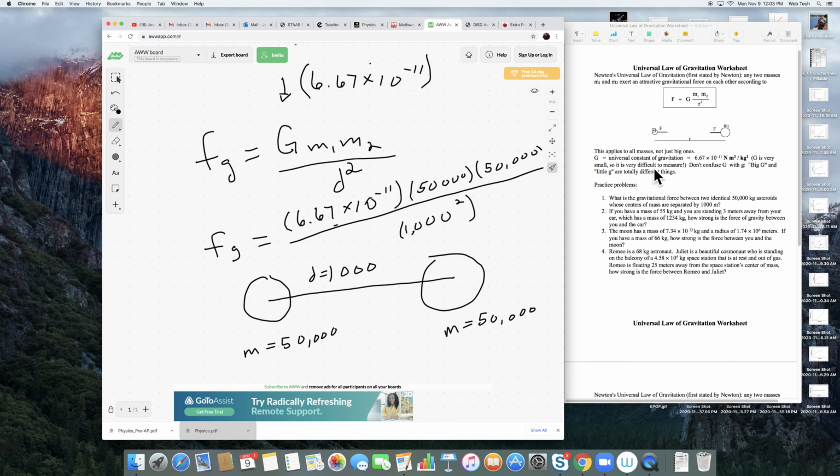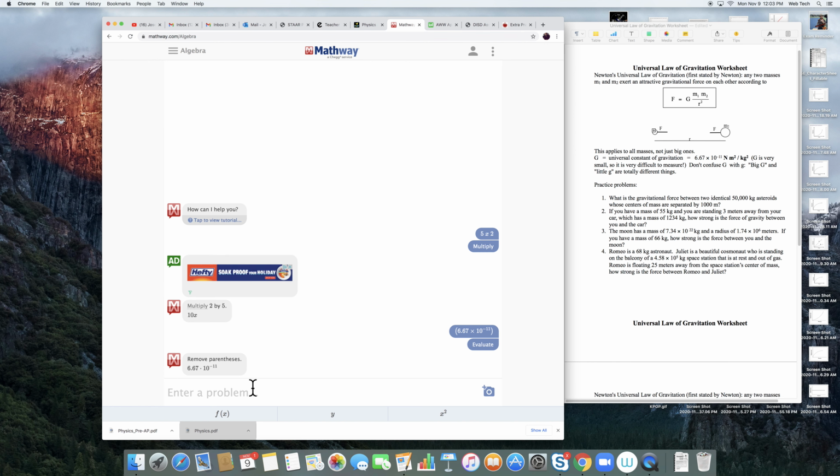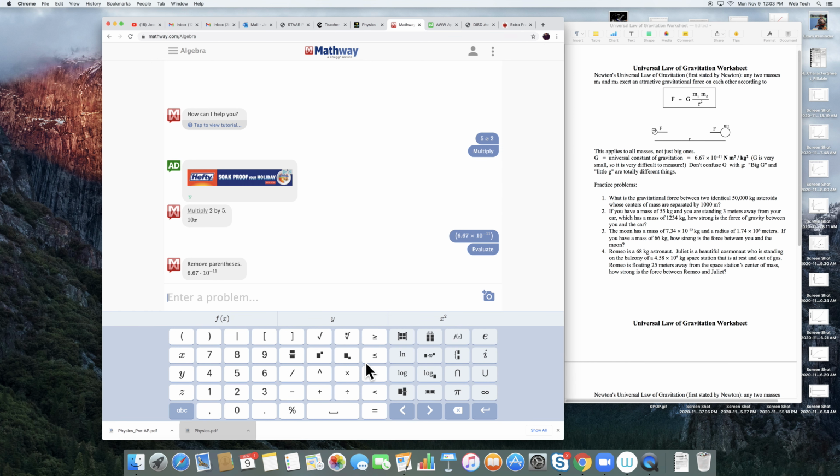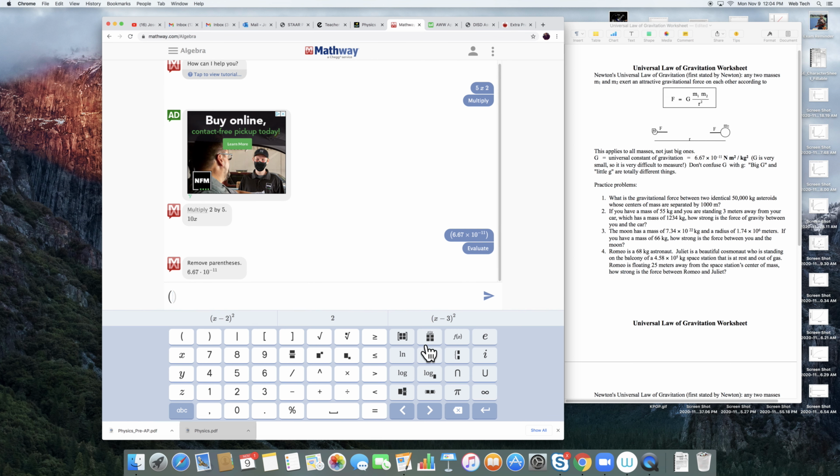So how do I put this in my calculator? How do I solve that? I'm going to show you my favorite way. If I don't have a TI Inspire, I'm going to hit Mathway, and I am going to type it in exactly as I see it. So parentheses, 6.67 times 10 to the negative 11. But there's a problem. When I type in x as times, the computer thinks it's the variable x. So there's an actual button for scientific notation.